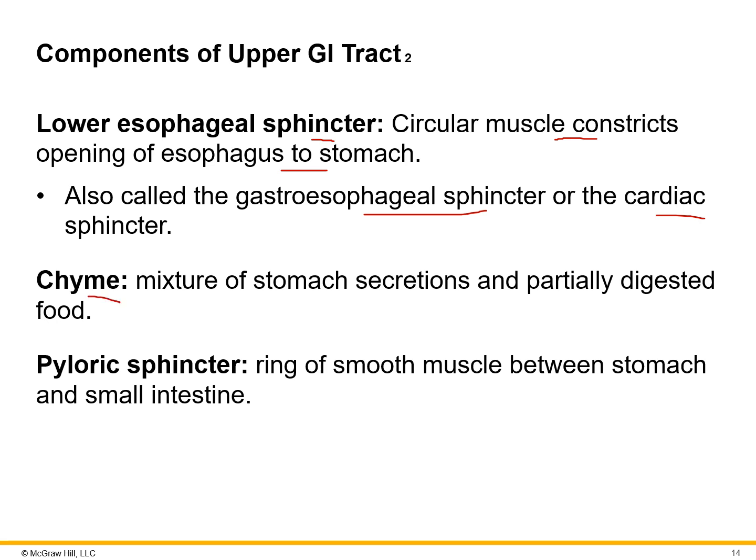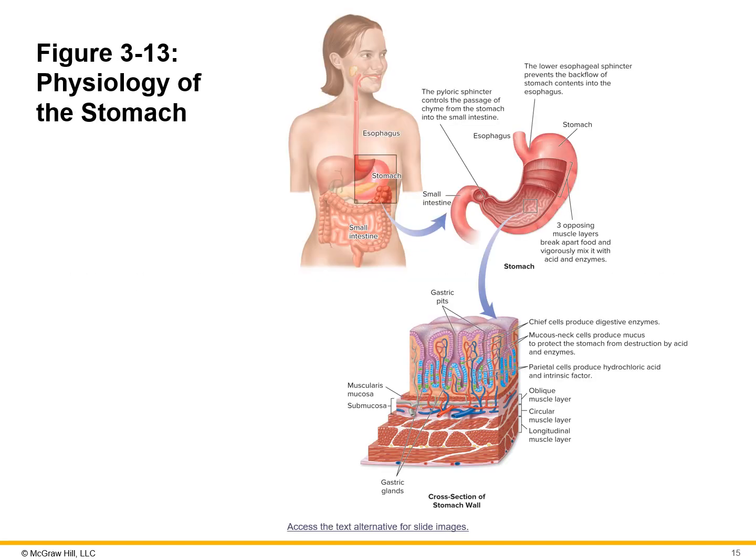There's also chyme. And chyme is a mixture of secretions that help digest food. And then we have another sphincter called the pyloric sphincter. Again, that's smooth muscle. This is between the stomach and the small intestine. So again, the stomach has a sphincter on both ends, one to prevent things from going back to the esophagus, and one to prevent things from the small intestine from going back into the stomach.